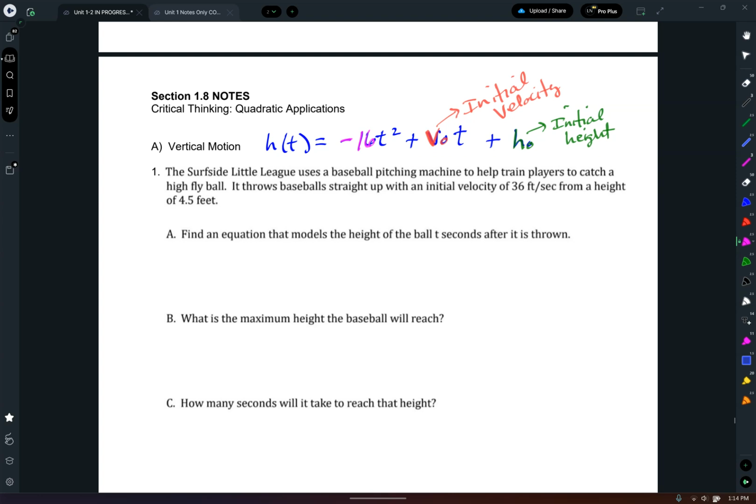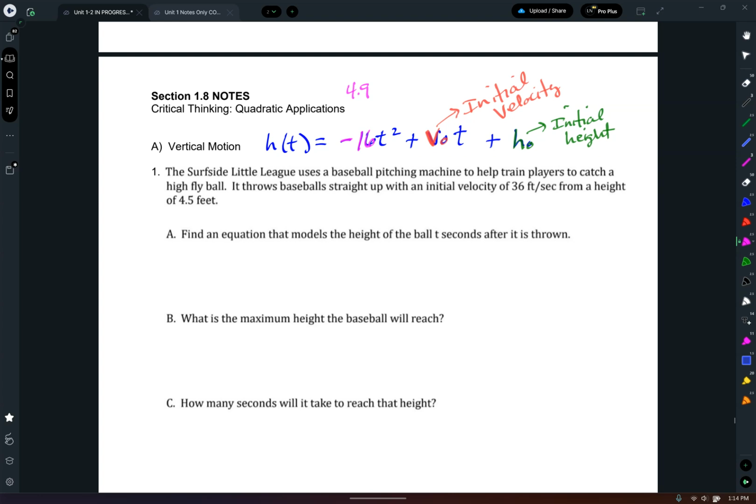Now, you may have seen something similar to this in physics, and maybe instead of that 16, you might see 4.9. And the reason that in physics, a lot of times they use 4.9 instead of the 16 is because in physics, you're usually talking about meters per second as opposed to feet per second. In calculus, we use the standard units of feet, miles, that kind of thing.